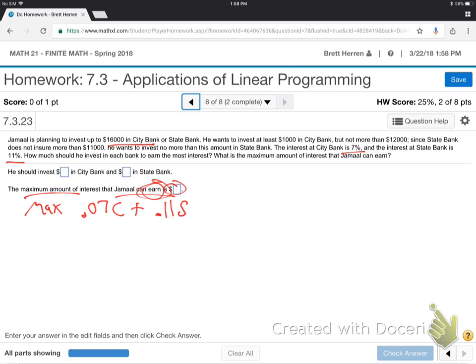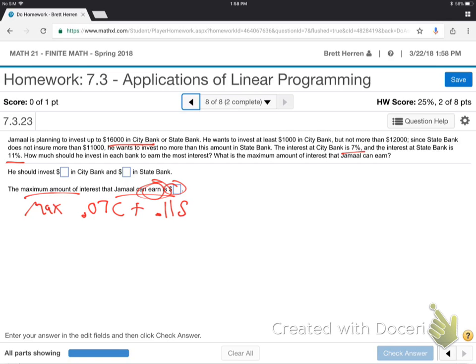All right, so that tells me my two variables, Citi and State. See how what you maximize or minimize tells you your variables right away? That gets you going. Plus they're asking me, aren't they? Citibank, State Bank, so those are my variables. How much should he invest in Citibank and State Bank?